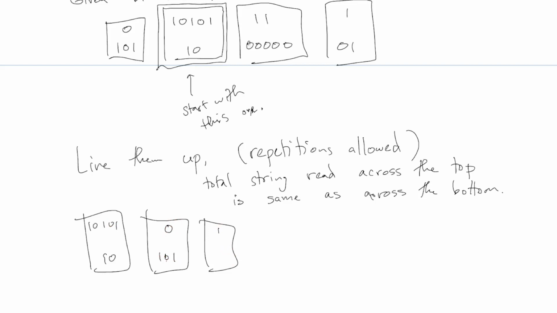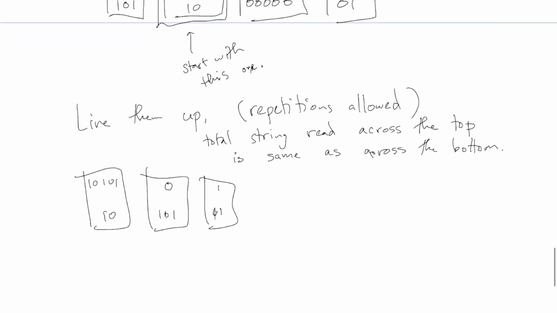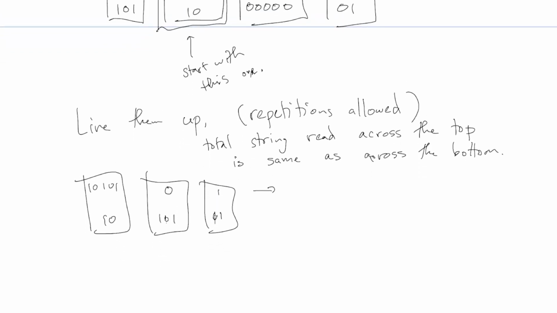And I think actually this is a complete solution. Sorry, my pen is running out. If you look across the top, it now says 1, 0, 1, 0, 1, 0, 1. And across the bottom, 1, 0, 1, 0, 1, 0, 1. All right? So this is a good solution to this particular instance of the PCP.